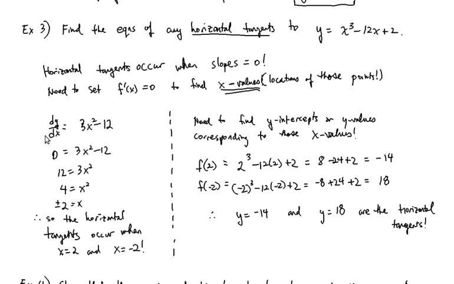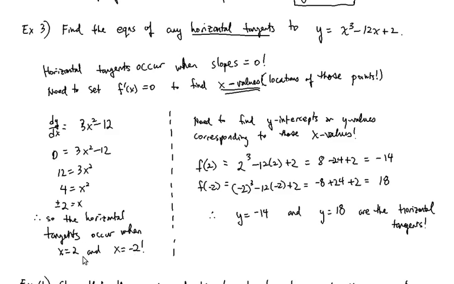So we start by taking the derivative of the original function, which turns out to be 3x squared minus 12, set it equal to 0, and solve that. If I move the 12 over and divide both sides by 3, I get x squared equals 4, x equals plus or minus 2. So then now we have two horizontal tangent locations. There's two x values where I'll be able to find the horizontal tangents.